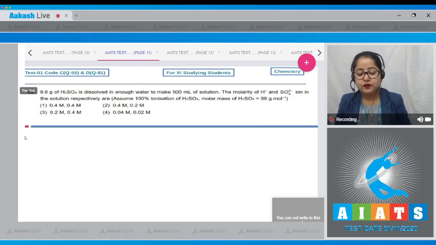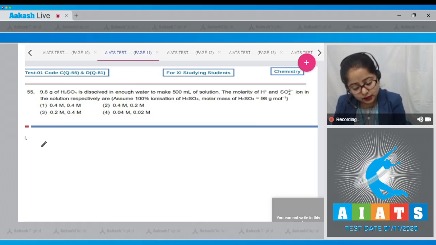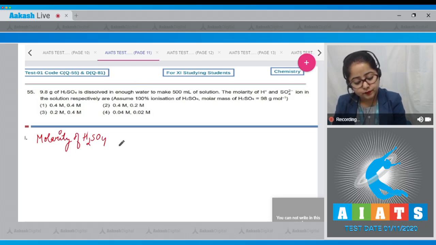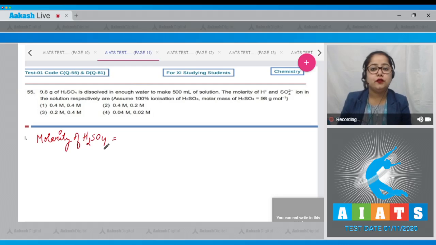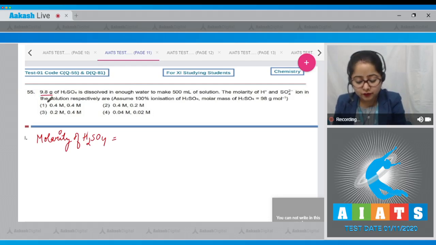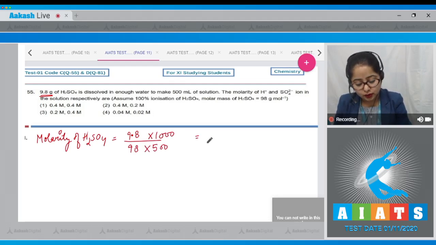Students, in this question, first of all, we will be calculating the molarity of H2SO4. So, the molarity of H2SO4 is equal to the number of moles of H2SO4 upon volume of solution in liter. We have already discussed the formula to calculate molarity. Here we are given the mass of H2SO4. So, the formula is mass of H2SO4 upon molar mass, and here the volume is in ml, so in the numerator we multiply with 1000. So the molarity is 0.2 molar.